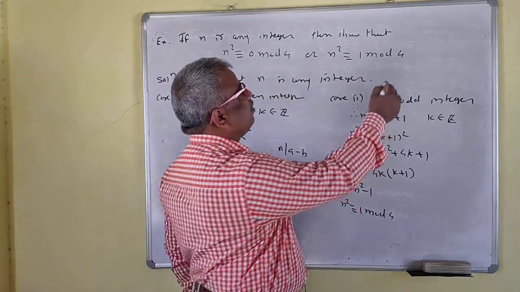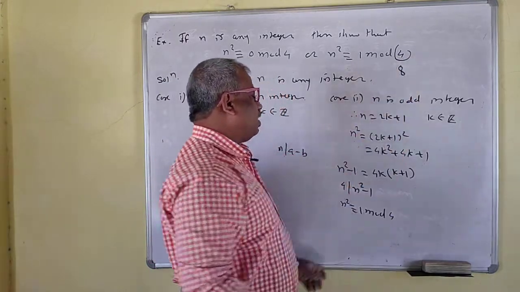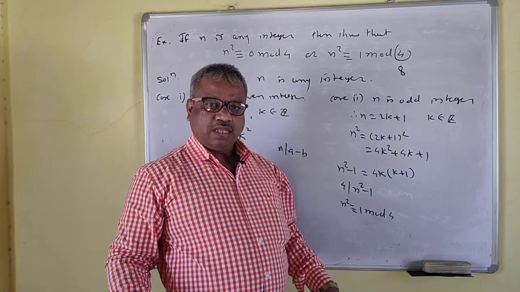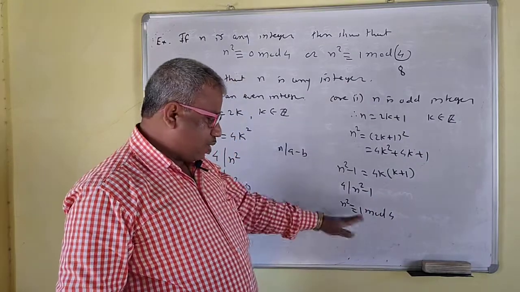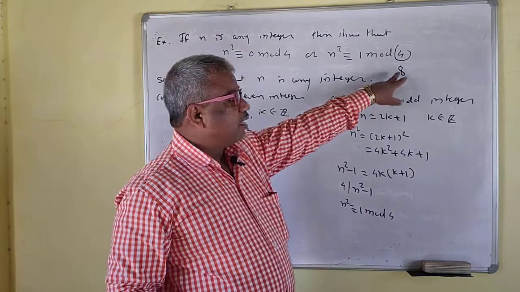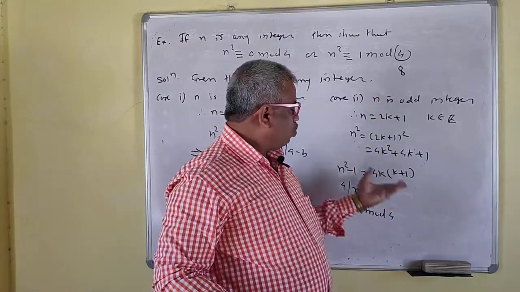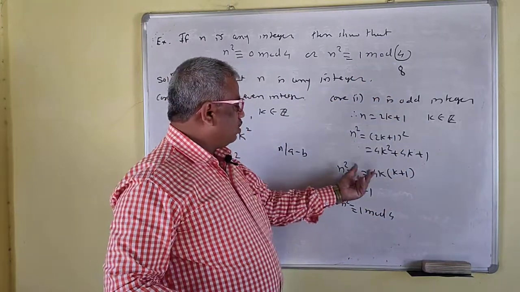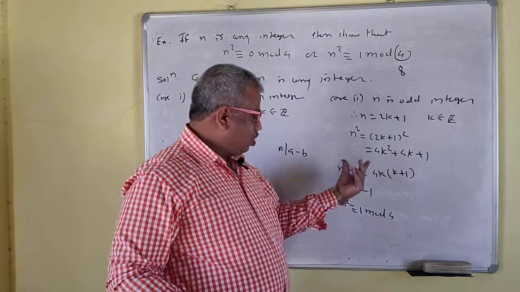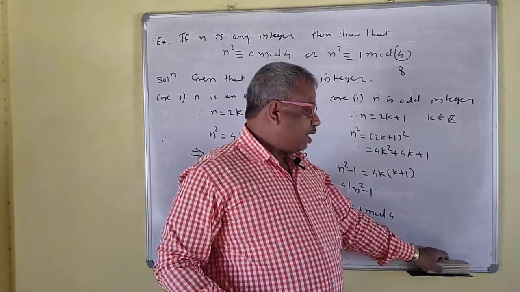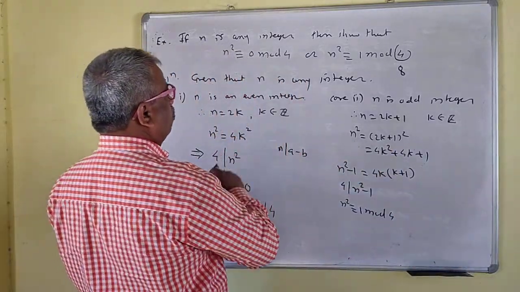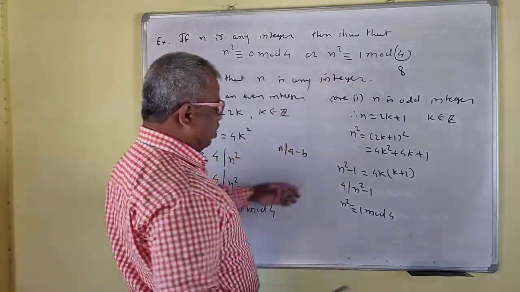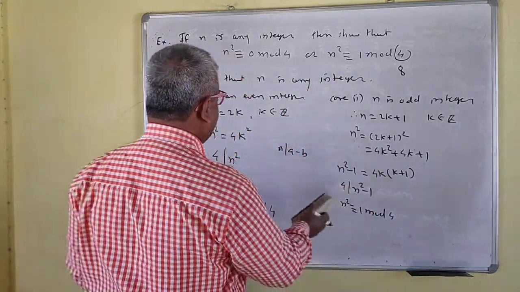If there is an 8 here, then we have to write that k into k plus 1 is even. But here, since n square minus 1 is a multiple of 4, we can directly say that 4 divides n square minus 1, because there is a 4. If this is 8, then you have to do the further calculations.